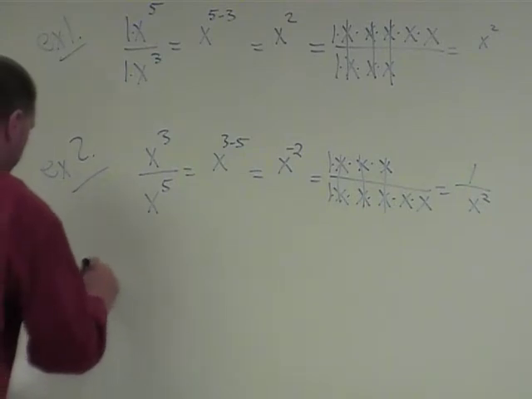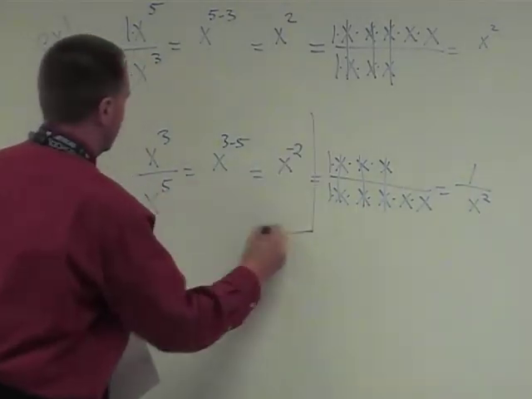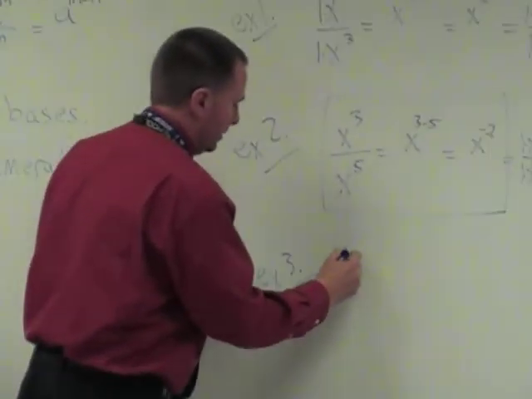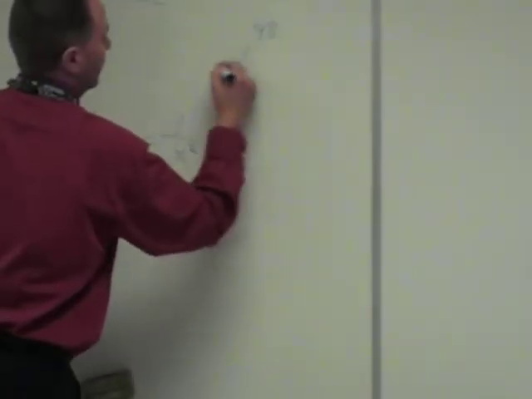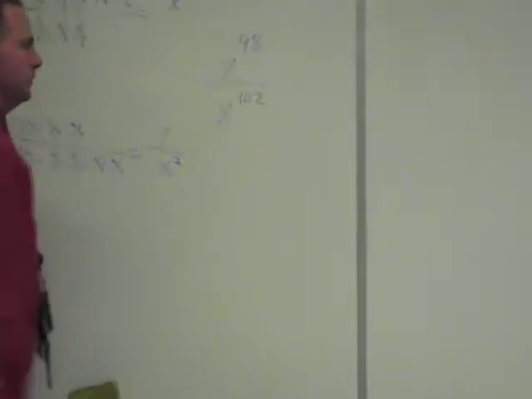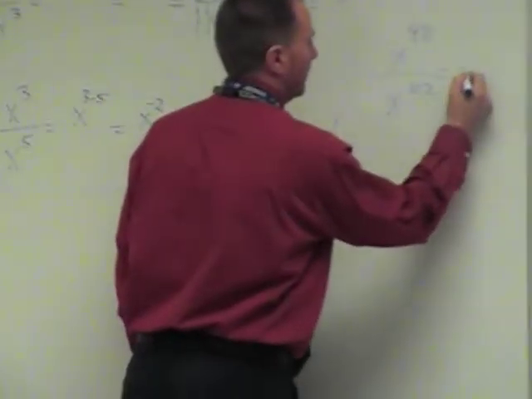Example 3. My point to you today is, this is what you should be thinking of today. But I'd rather you start to make sure you kind of think of it this way. If I said x to the 98 over x to the 102, you're going to say what? X to the negative 4 today.